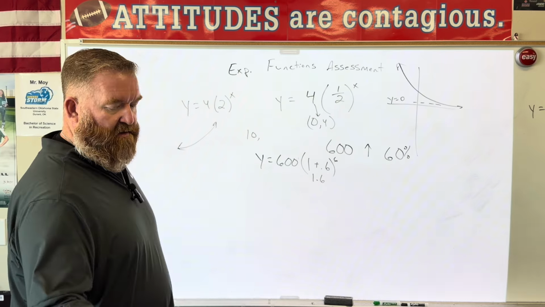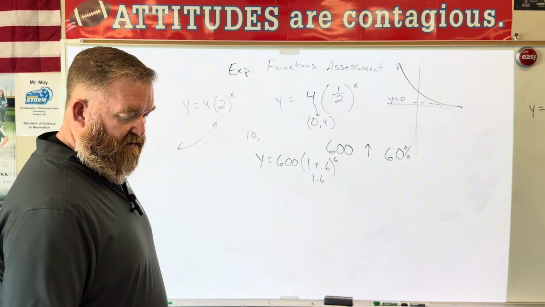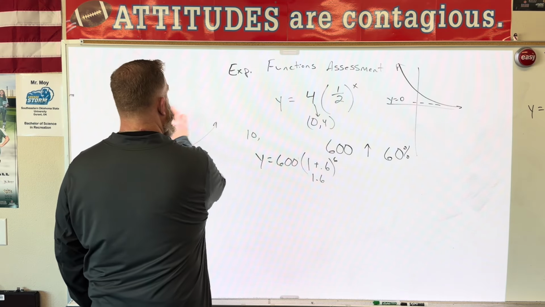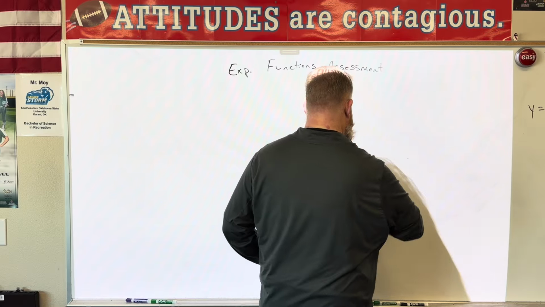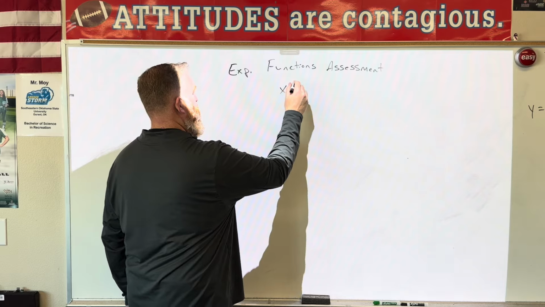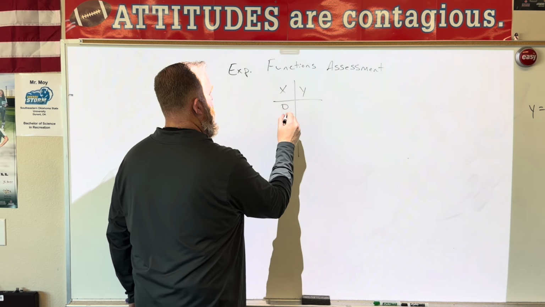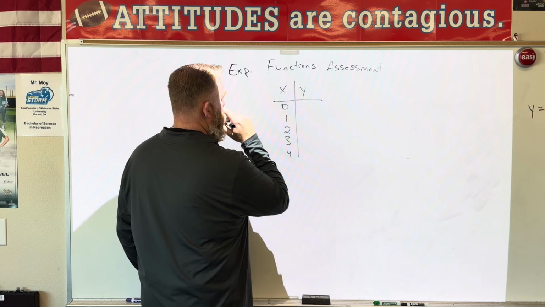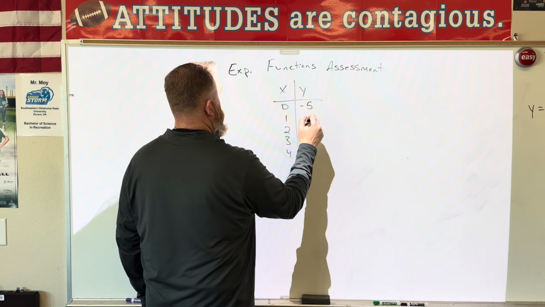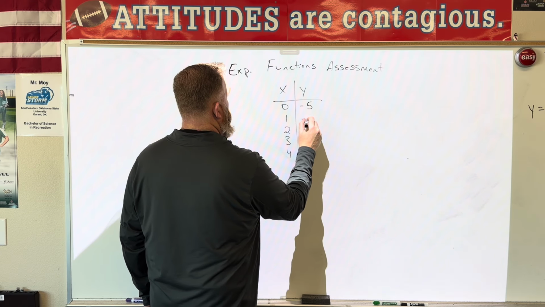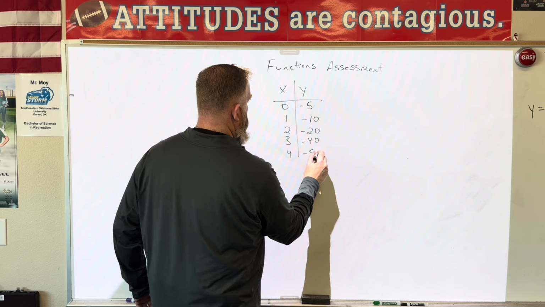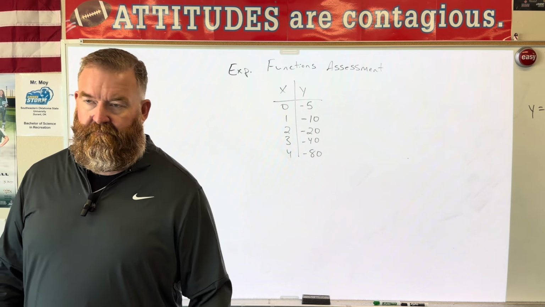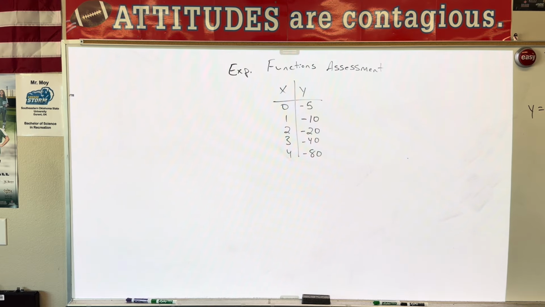Oh, last one. Last one. Here we go. Which one represents the table of values? You had this one the other day. Well, I don't know if you guys were here. Honestly, it's been so long, so I don't really know. All right, let's say you have a table that looks like this. X, Y. Okay, 0, 1, 2, 3, 4. So let's say you have -5, -10, -20, -40, -80. Okay. I want you to give me the equation. You guys remember how to do this?